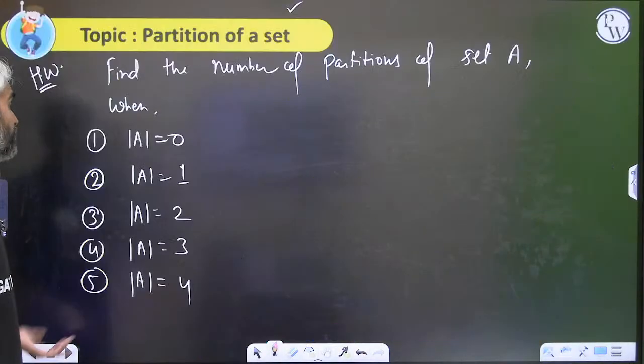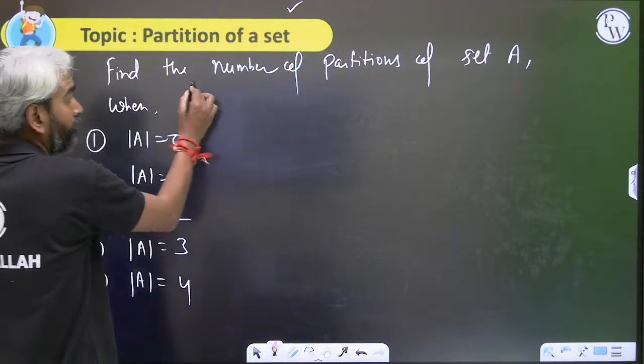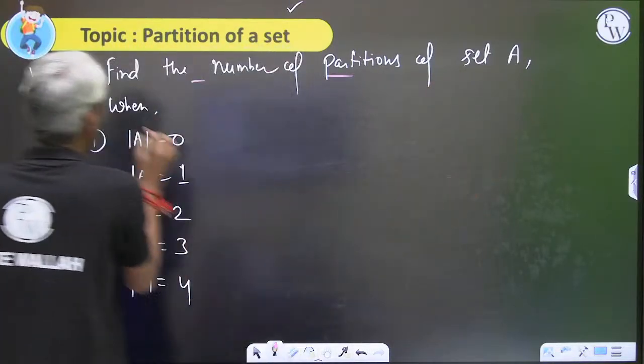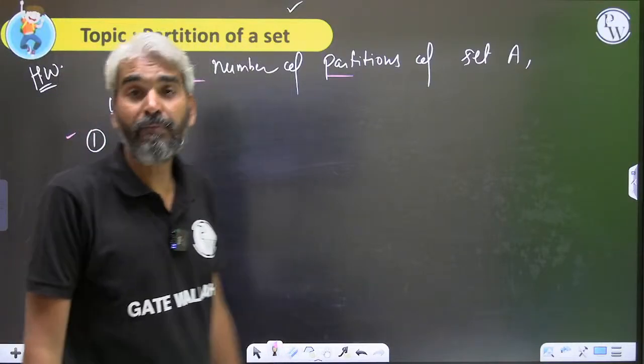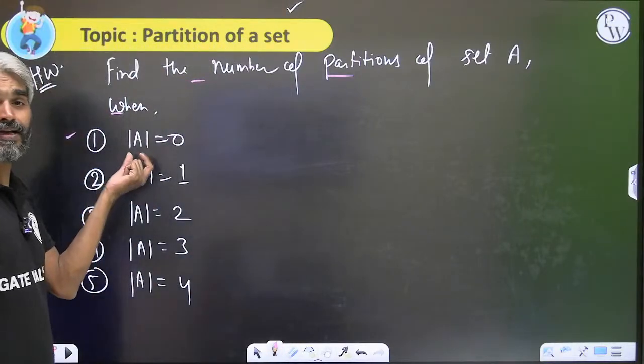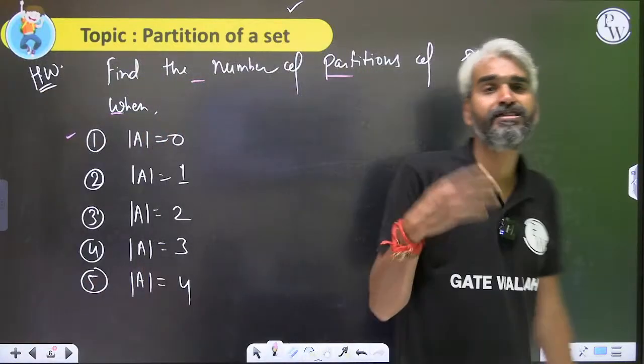Now let's start. This is your homework problem that I gave you in the last class: find the number of partitions of a set A when |A| equals 0. How many partitions will there be for set A if |A| equals 0? Many of you will say that the number of partitions will be 0.